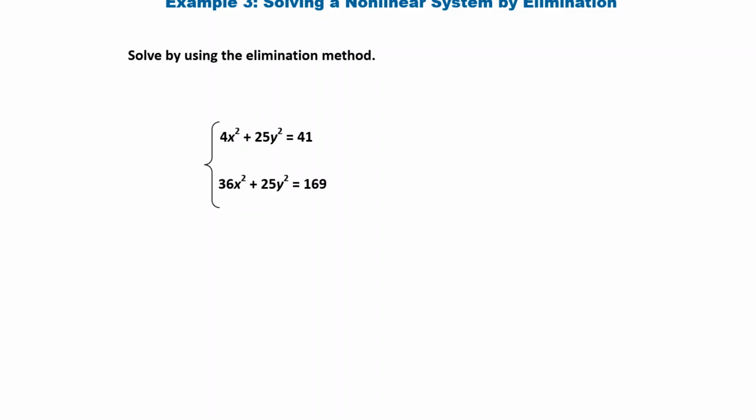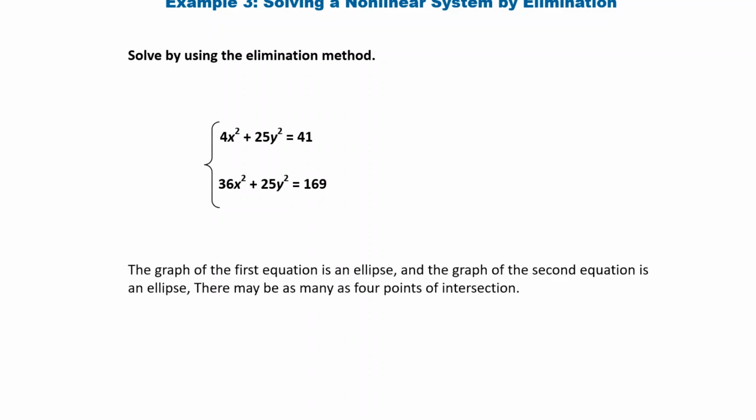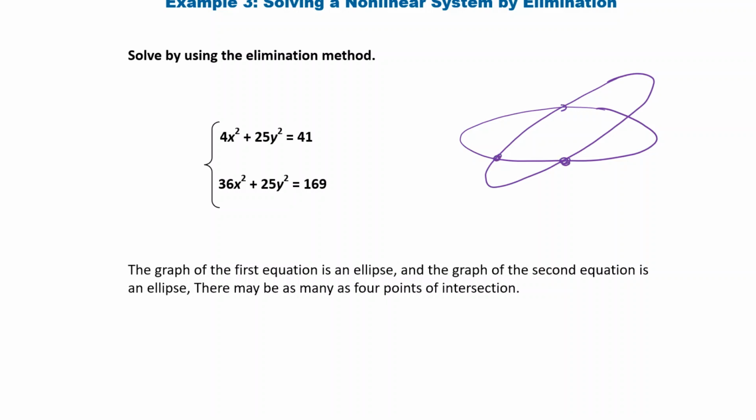So when we look at this, the first thing I want to notice is what kind of graphs I have. The graph of the first equation is actually an ellipse, and the graph of the second equation is also an ellipse. I'm just going to draw another one like that. So there may be as many as 4 points of intersection. 1, 2, 3, 4, and there sure are.